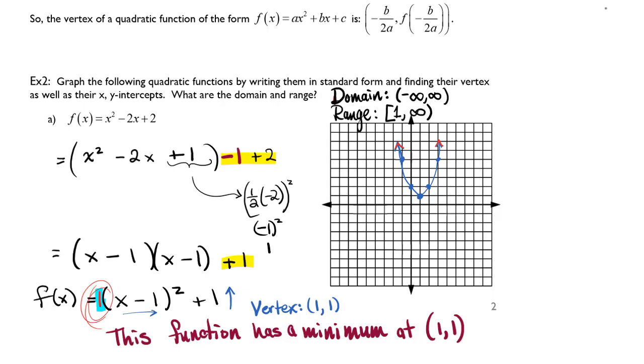Notice that this parabola does not cross the x-axis. So this function does not have x values or solutions for x other than imaginary ones. However, it does have a y-intercept. We can find the y-intercept by substituting 0 in for x, because anywhere along the y-axis, x is 0. This will give us 0 squared minus 2 times 0 plus 2. So our f of 0 equals 2. Our y-intercept is at 2.